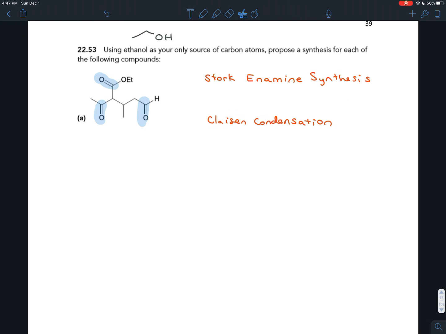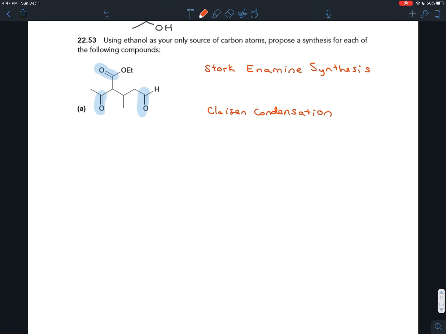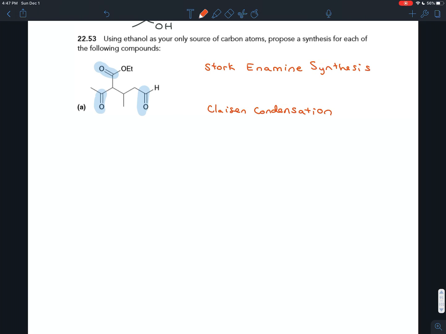So the 1,5 and the 1,3 relationship between the 3 functional groups on the molecule tells us Stork enamine synthesis and Claisen condensation. And Claisen especially because we have an ester. Okay, so let's think backwards. Let's think about this Stork enamine synthesis first. So let's think about just these 2 functional groups. We'll come back to this one later.